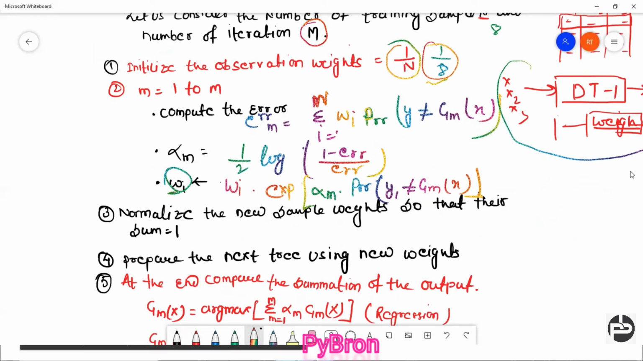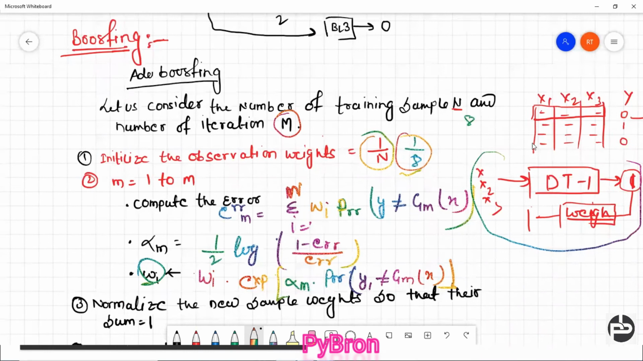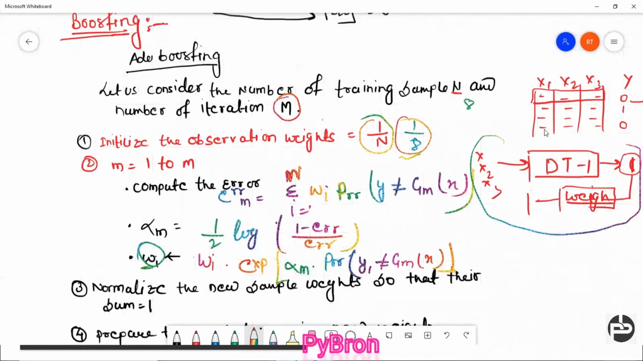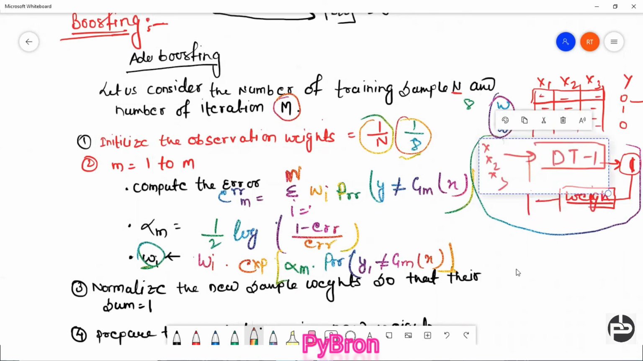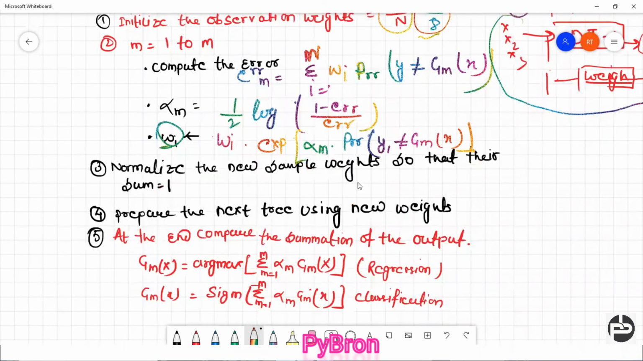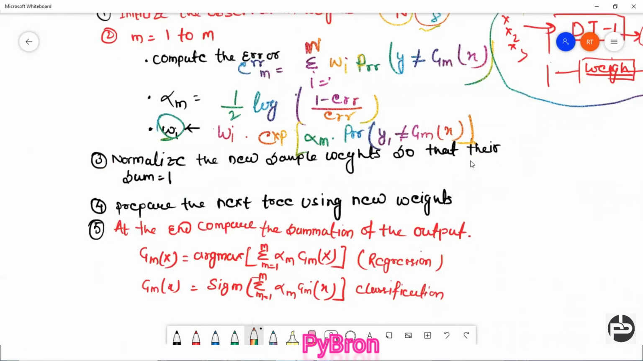Now suppose we have 3 training samples, right? In my case we have 3. So we will get 3 weights. We have to normalize these 3 weights so that the summation of the weights is equal to 1. Once the normalization is done, then prepare the next tree using the new weights.